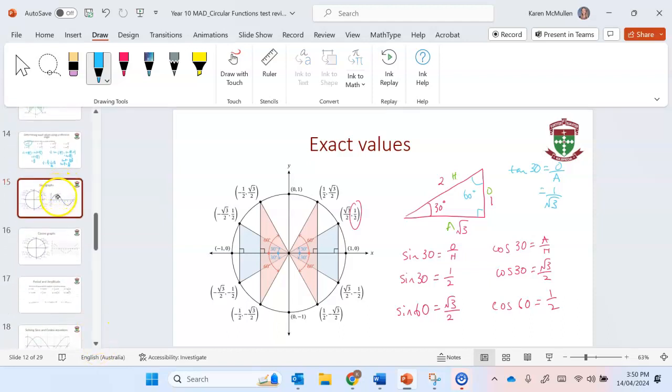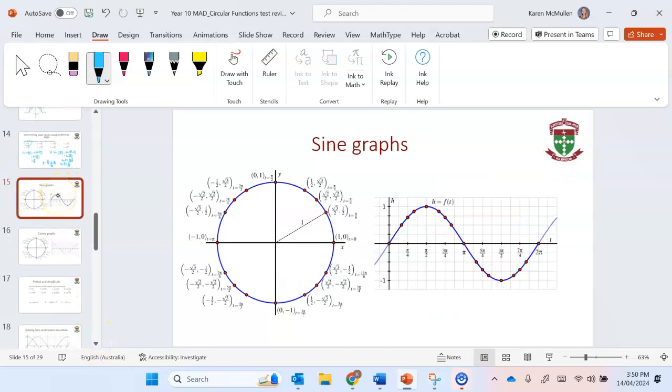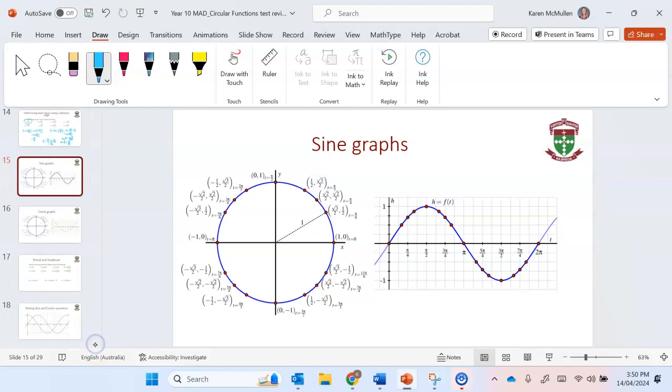I'm just conscious of time, so let's have a quick look at sine and cosine graphs. Here I have a sine graph. Sine graphs always start at 0 unless you've had any transformations or translations. If it's shifted up or down or left or right, it won't start at 0. But at Year 10, we're just going to do basic ones.